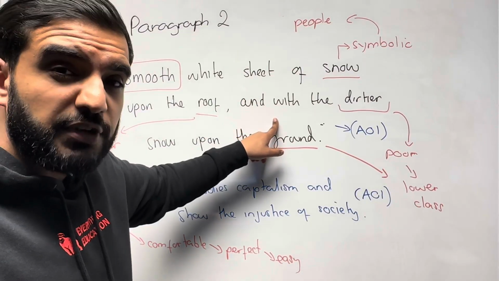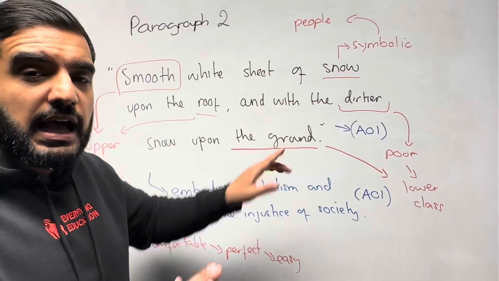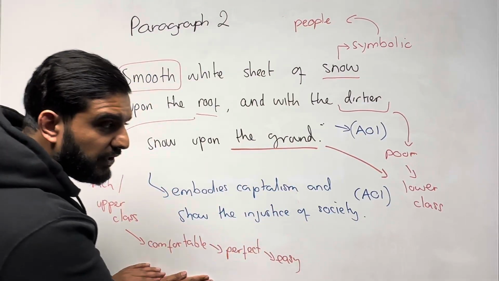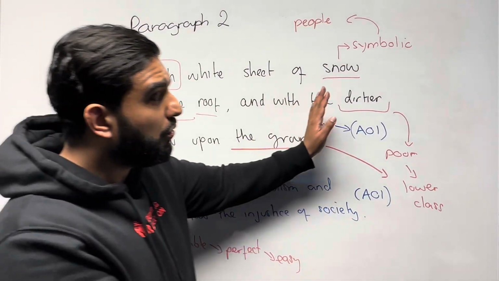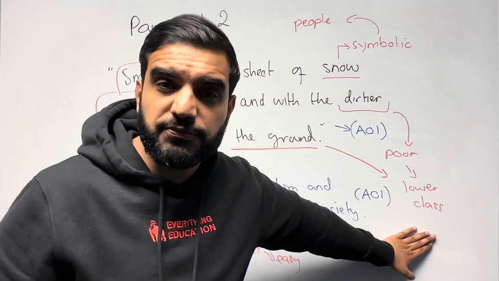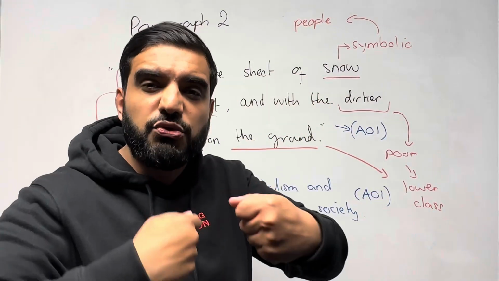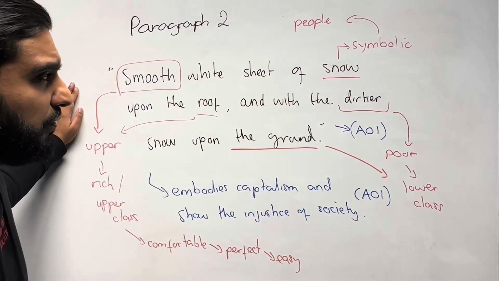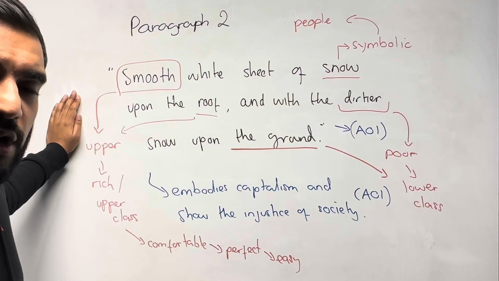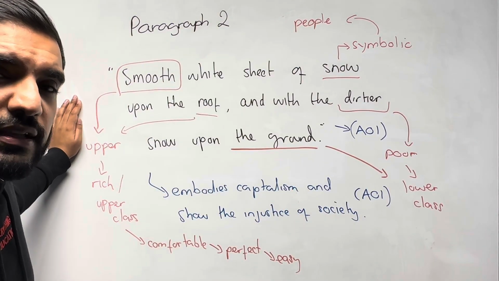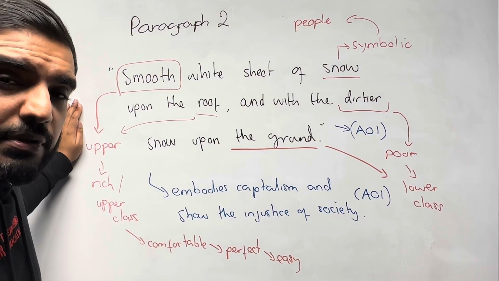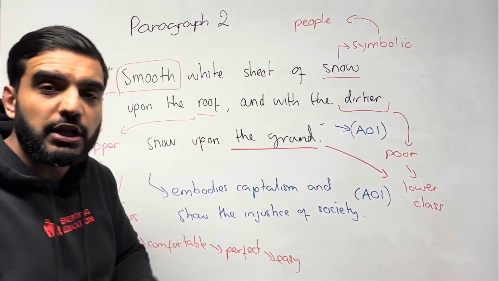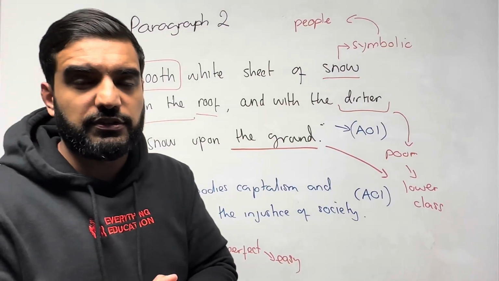Because on the surface, guys, remember, this book looks at how on the surface, if you're rich, then life is supposed to be comfortable. If you're poor, then life is supposed to be tough. You are constantly suffering through turmoil and so on. Smooth white sheet of snow upon the roof and the dirtiest snow upon the ground. Paragraph 2 could talk about how the character of Scrooge embodies capitalism and shows us the injustice, and we can use this quote as a symbol of this injustice.